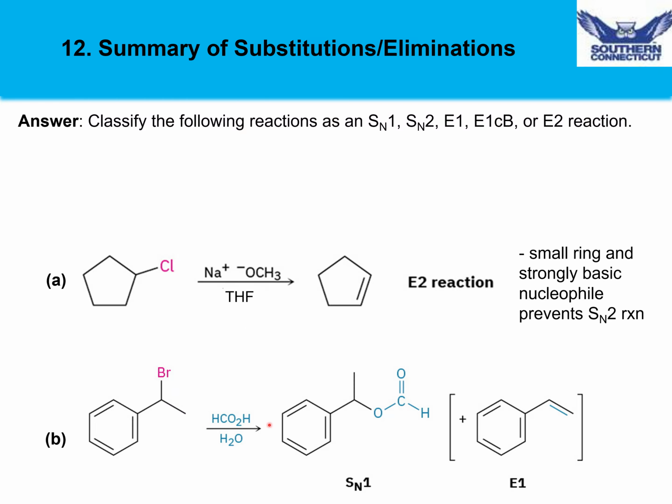In the bottom example, we have acetic acid and water. There is no strong nucleophile, so that basically leads us to SN1 and E1, where SN1 is the primary mechanism. So here we have also a secondary alkyl halide that is benzylic. That really helps us with the SN1 and E1 reaction because we're going to form a really stable carbocation.